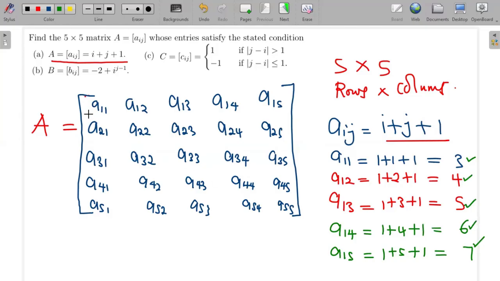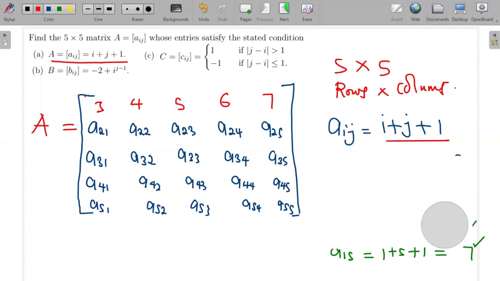I'm seeing that they're increasing by 1 as they move along this row. So I'm just going to erase these and put the numbers that we found. A11 is 3, the next one is 4, the next one is 5, the next one is 6, the next one is 7. So we found the first row. We can now move on to the others.